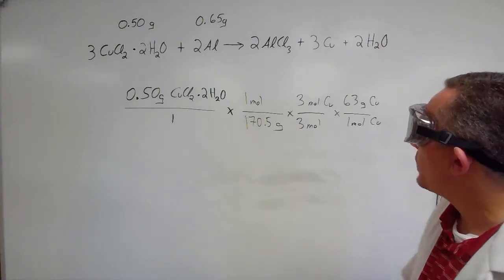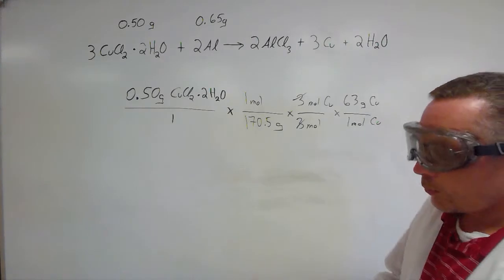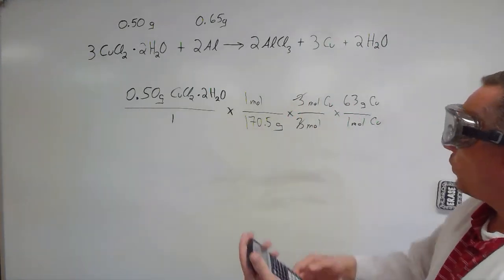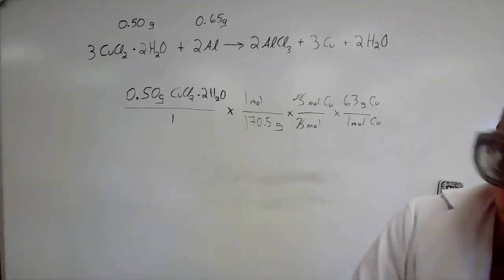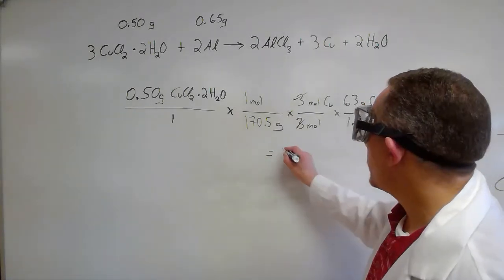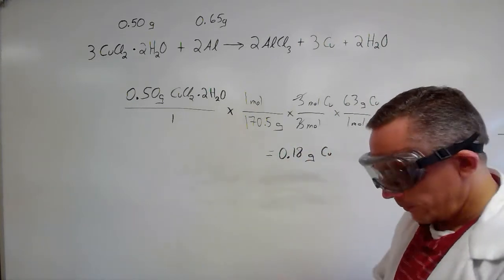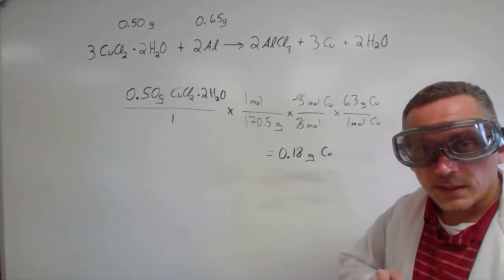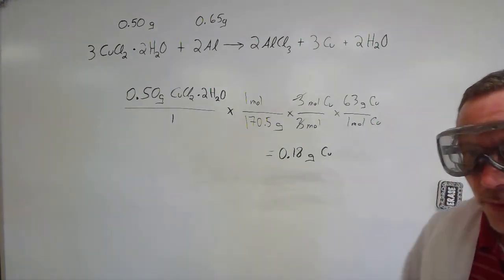Okay. Let me work this out and see what it is. These 3's cancel out. And then I will take 0.5 times 63 divided by 170.5. Okay. So I should be generating about 0.18 grams of copper. So hopefully, after my experiment's done and I weigh the copper, it should be 0.18 grams. We'll see if we actually get that amount.